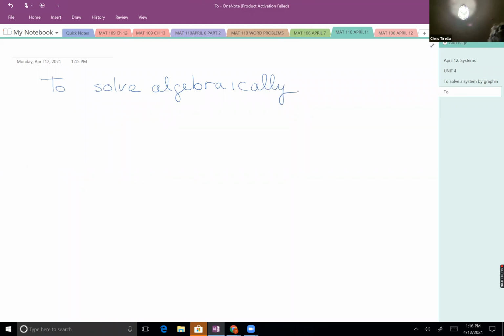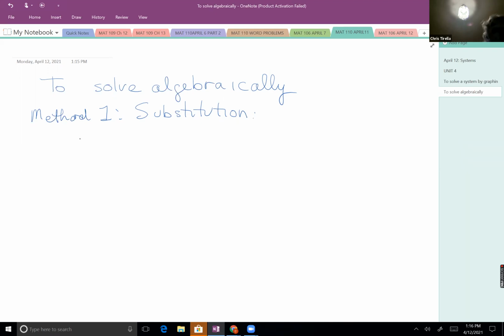And to solve algebraically, we're going to have two methods. The first method is by substitution. And again, why would I want to solve them algebraically? I don't always have a piece of graph paper in my back pocket. Also, if I were to intersect at points whose coordinates were fractions, that would be really hard to read off the graph.